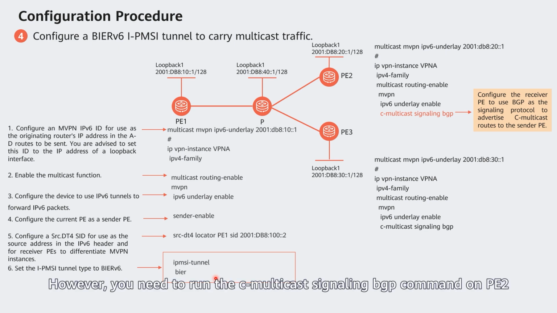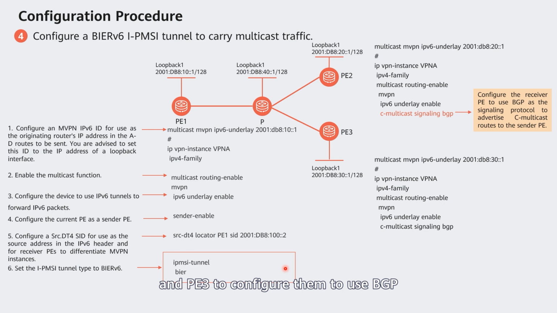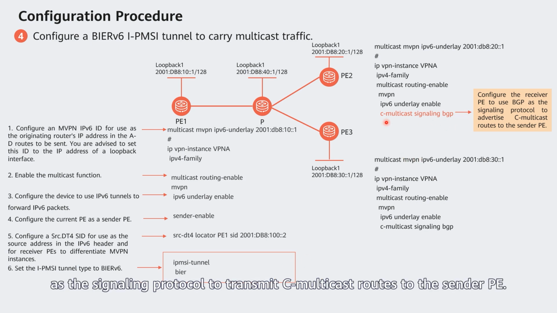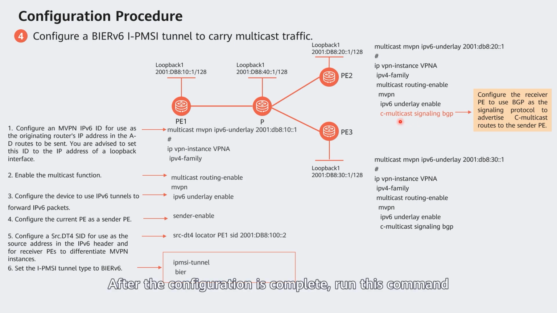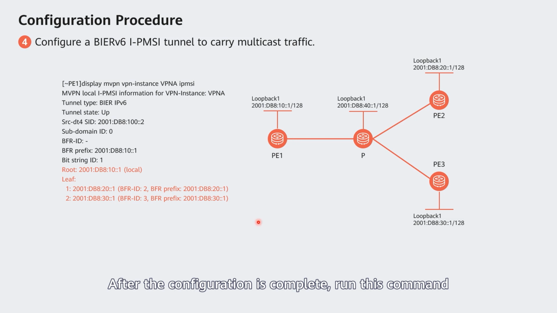However, you need to run the C multicast signaling BGP command on PE2 and PE3 to configure them to use BGP as the signaling protocol to transmit C multicast routes to the sender PE. After the configuration is complete, run this command to check IPMSI tunnel information of VPNA.